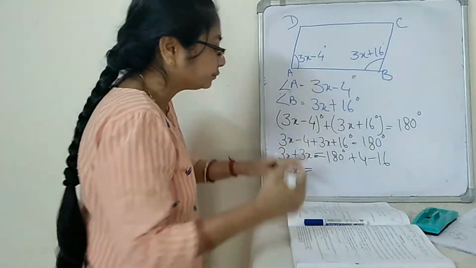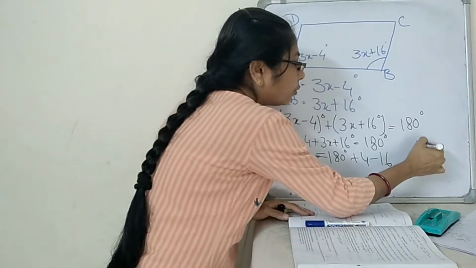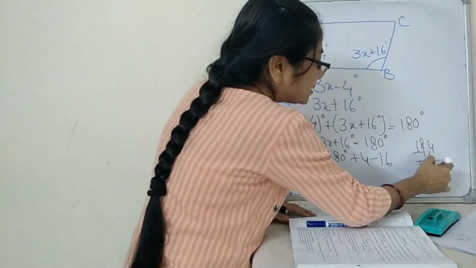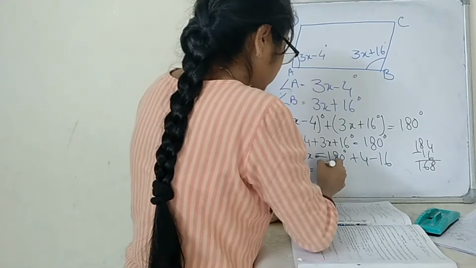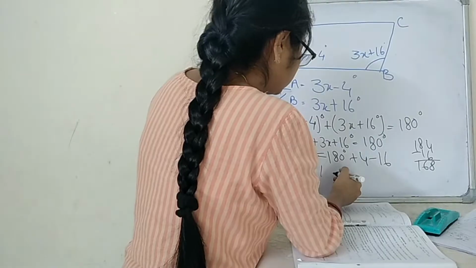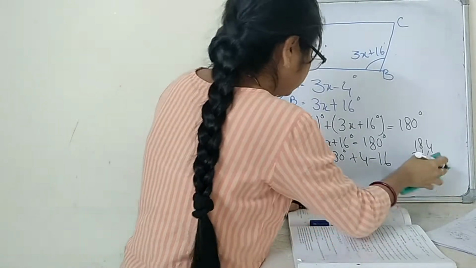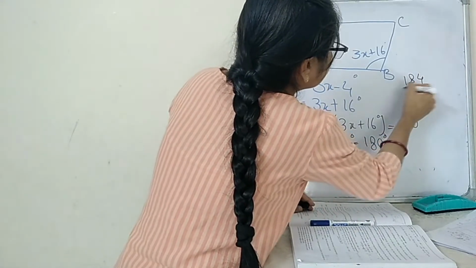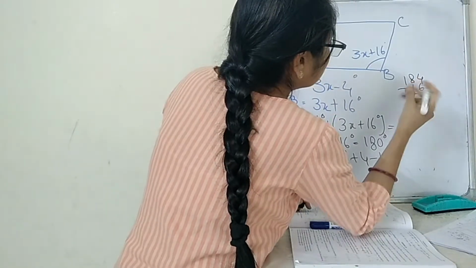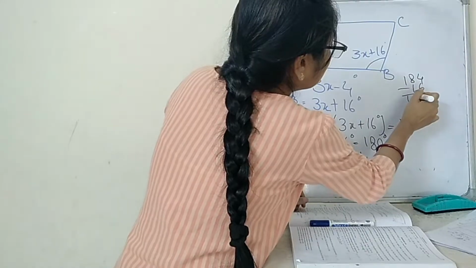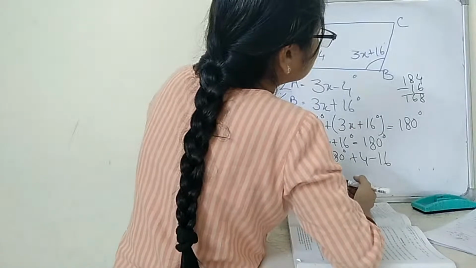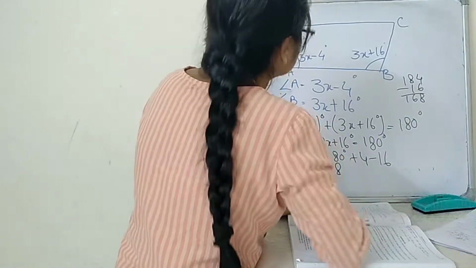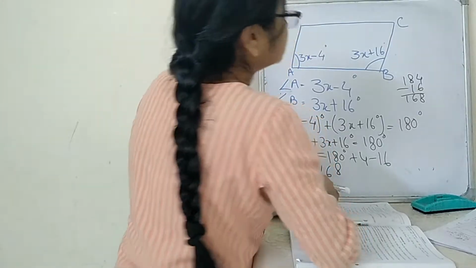I solve it, then I tell you. 180 plus 4, 184, minus 16, 168. Up to this one you do.